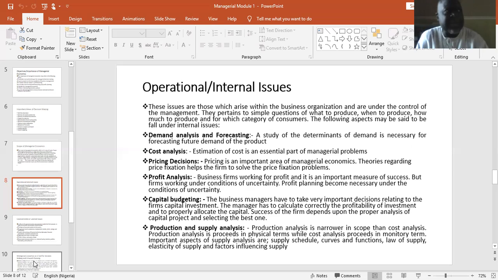Cost analysis. Estimate of cost is an essential part of managerial problems. Now, where most people fail to run a business properly is in cost analysis. How do they analyze their cost?